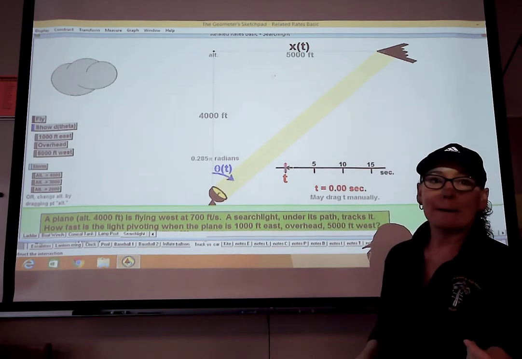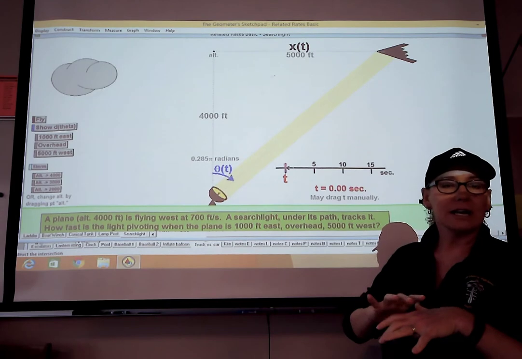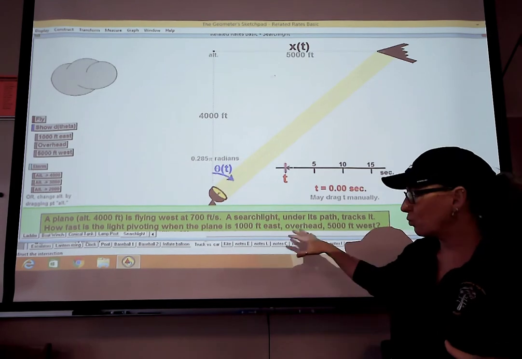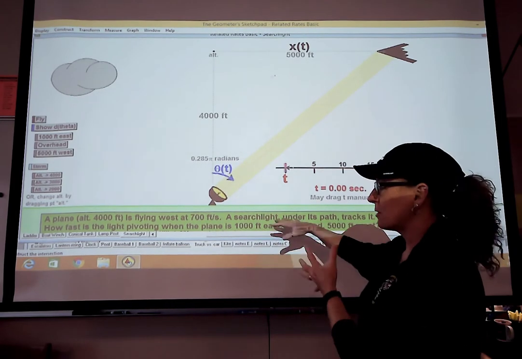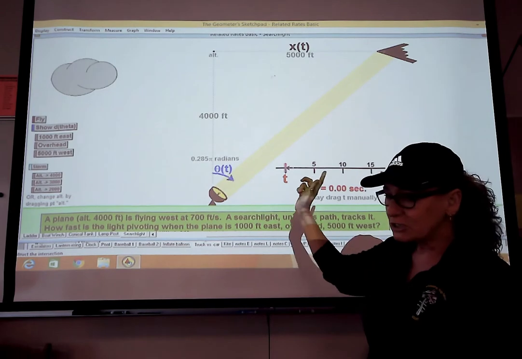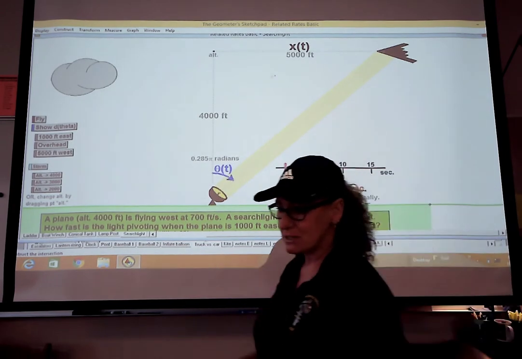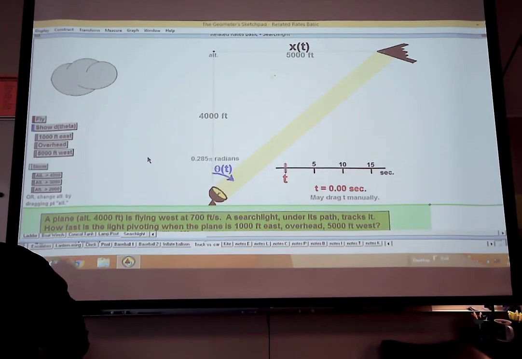So don't worry about what's going on in the problem. Don't worry about the numbers, the speeds, anything. Just watch the picture and look at how the measurements are changing when this plane starts to fly across the sky.